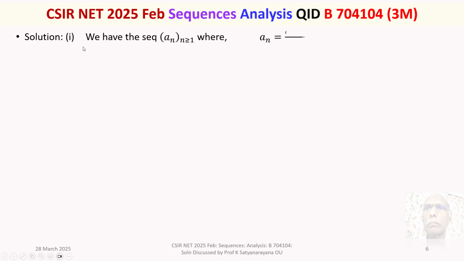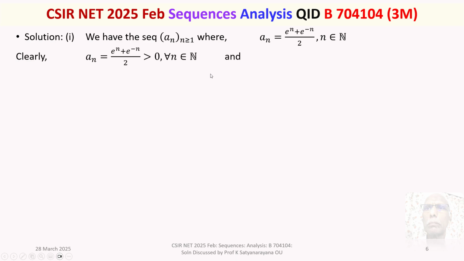So we consider 2 cases. In the first case, we talk about the sequence an. In the second case, we talk about the sequence bn. So we have the sequence an, n greater than or equal to 1, where an is given by (e power n plus e power minus n) by 2, n belongs to N. It's very clear: e power n is always positive for all values of n, and therefore an is positive for all n belongs to N.